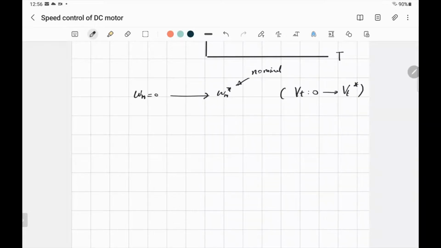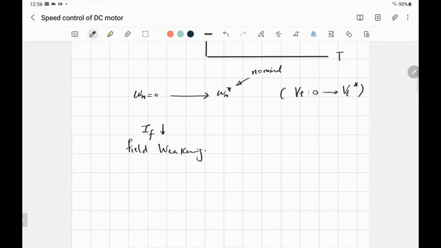Okay. First of all, the weakening of the field or the flux happened by decreasing the field current. So IF will decrease, and that's why they call it field weakening. That's very important. We'll take it step by step.